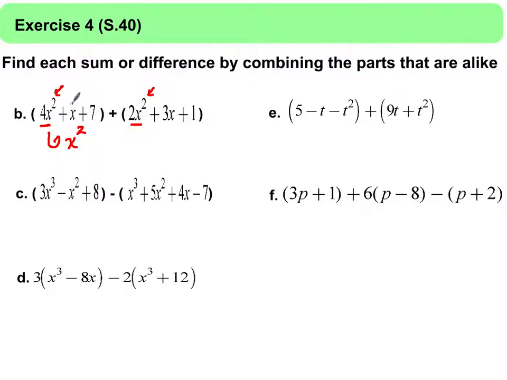So if we look at the next term, this is an x with a 1 in front, and this is a 3x, again a linear term, and so since these two are alike, we'll take 1 plus our 3 to get our 4, and again we will leave the x as it is to represent that piece. And then the final part in the back, we look at here our plus 7 and our positive 1, and so 7 plus 1 will give us 8.